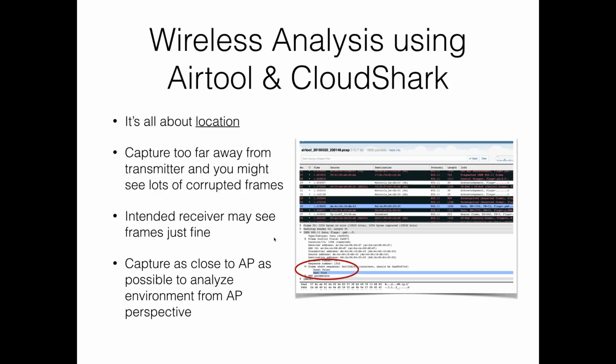And it's very easy to see corrupted frames on CloudShark, the same as in Wireshark. They are highlighted in black, but you can also inspect the frame check sequence in the 802.11 MAC header, and you can see there how it says that the frame check sequence is bad. So this is a corrupted frame.